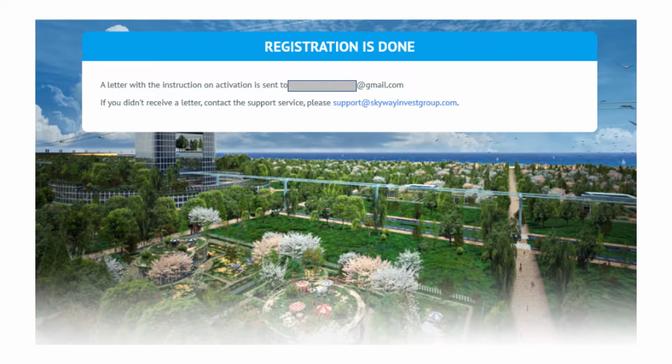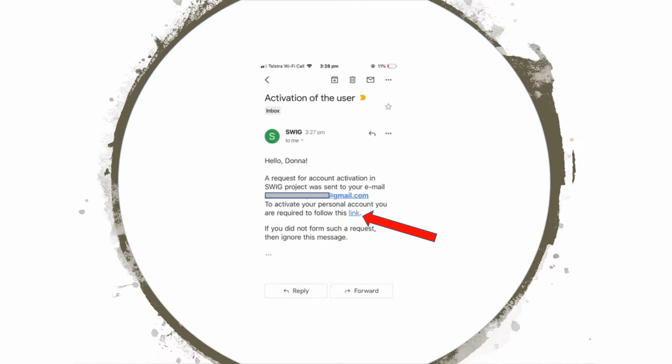On the following page, you'll see that a letter with an activation link has been sent to your Gmail address. If you don't receive this letter, either contact support service, there's an email address there, or contact your upline and they should be able to help you. You might also receive a text message saying that an email has been sent for verification. You can click on either the link in the text message or in the email, although I would suggest using the email link purely because everything seems to work smoother when working with a computer or laptop rather than a smartphone.